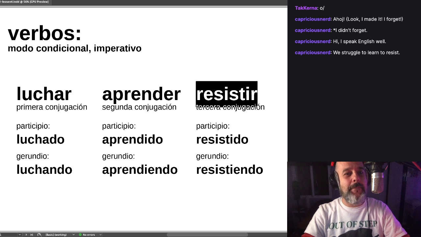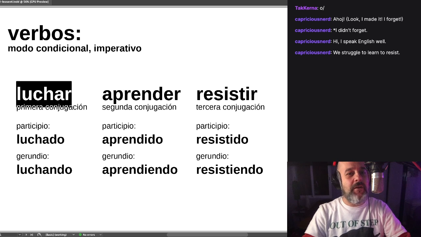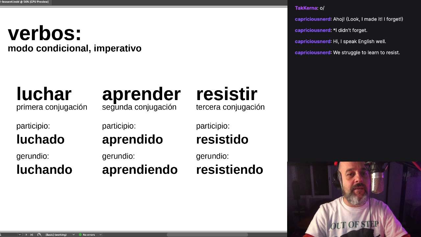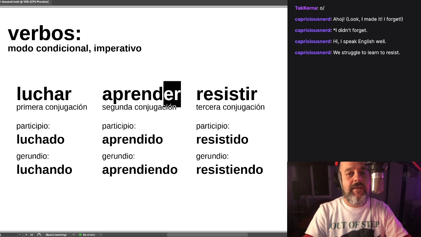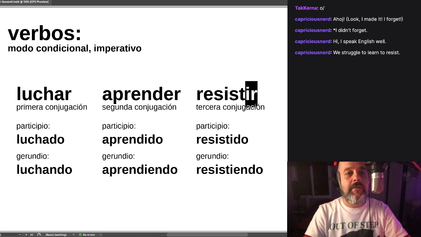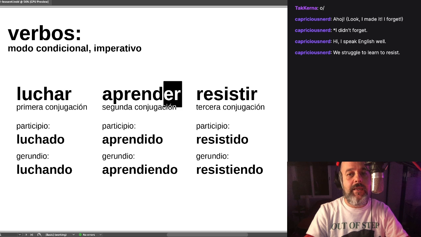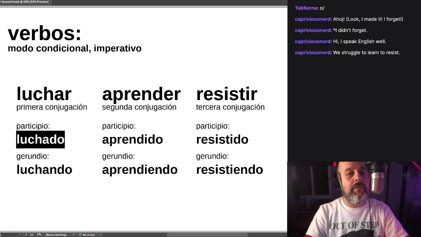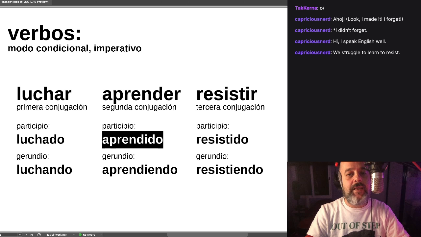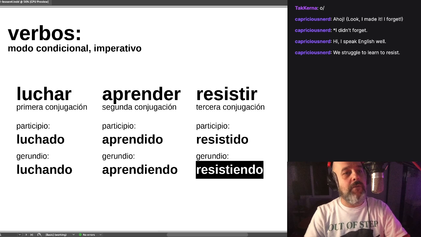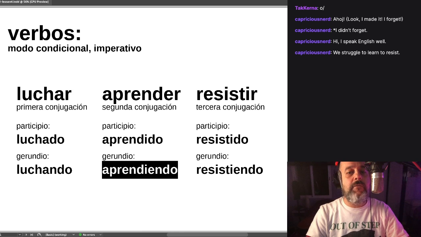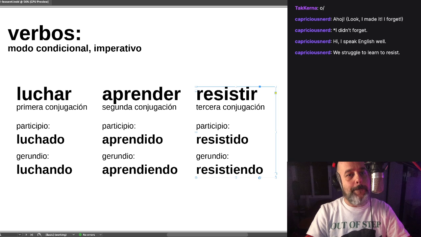So, quick refresher. Luchar, primera conjugación, because it ends in ar. Aprender, segunda conjugación, because it ends in er. And resistir, tercera conjugación, because it ends in ir, the infinitive. So, ar, er, ir. Again, participle: luchado, aprendido, and resistido, and gerundio: luchando, aprendiendo, and resistiendo, which is struggling, learning, and resisting.